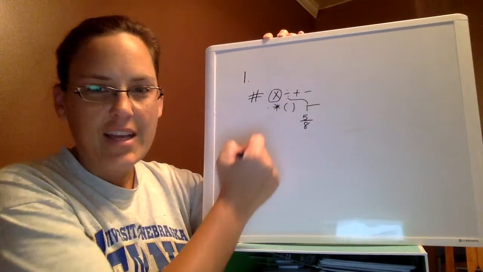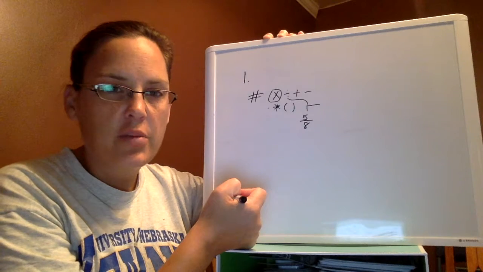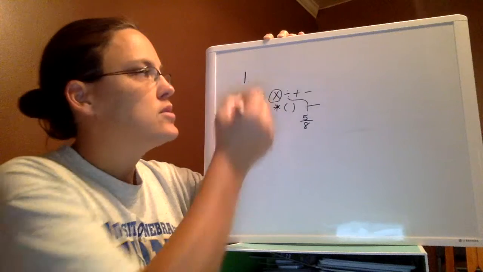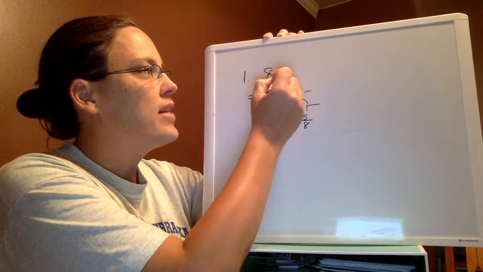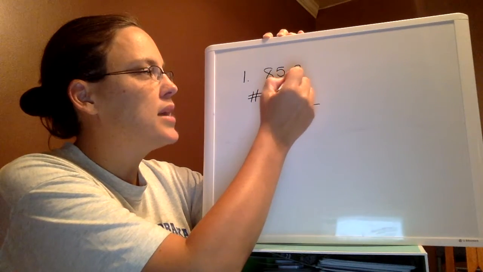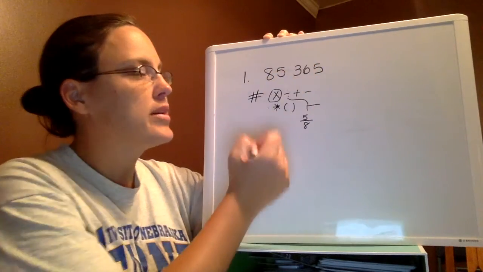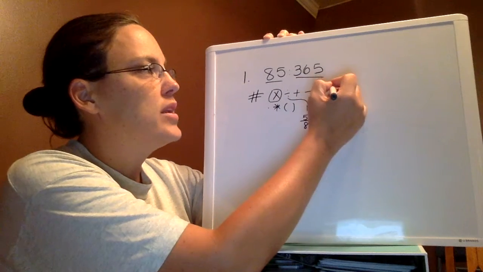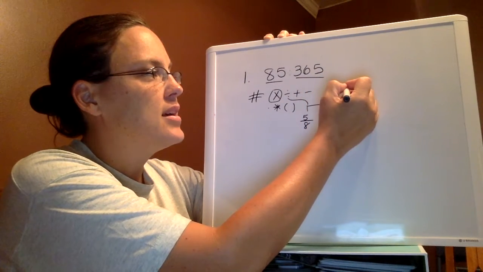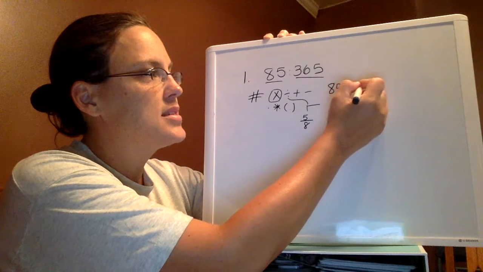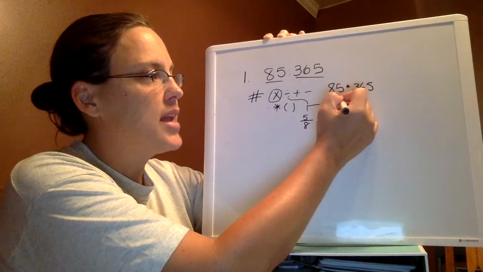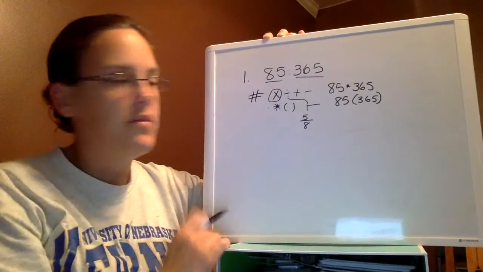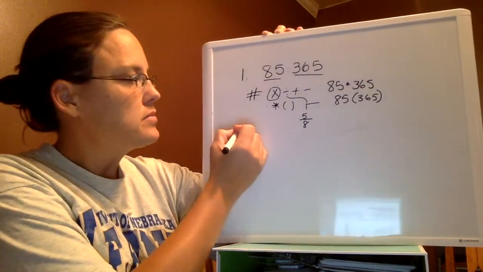A little tangent there, but in this particular problem it says it takes 85 times as long. So what we're going to do is take 85 times 365. That's a numerical expression because it has numbers and it has an operation. You could have written it as 85 asterisk 365, or you could have also done 85 parentheses 365. Any of those would work for number 1.